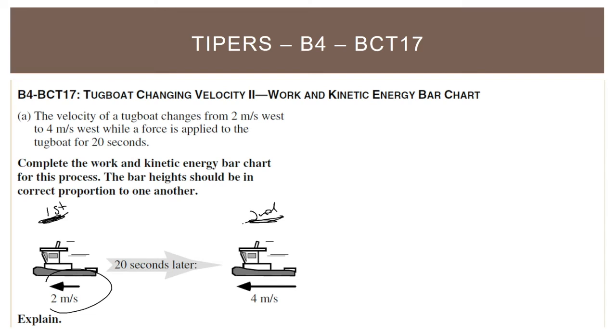And so the object is clearly speeding up. It was going 2 meters per second, now it's going 4 meters per second. So this object is going to be gaining energy. And to figure out the amount of energy here, we're just going to use the equation 1/2 m v initial squared.